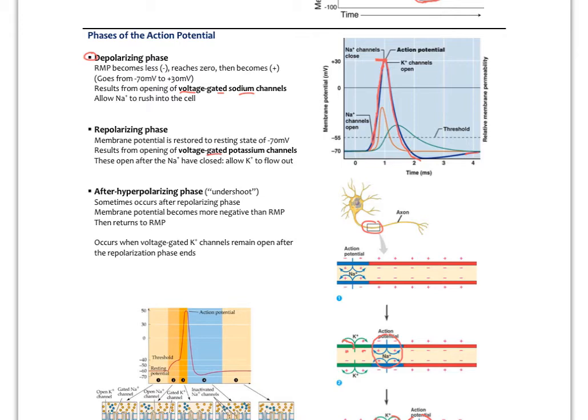Again, graded potentials are more like AM, amplitude modulation radio, where the stronger the stimulus, the greater the amplitude, and the lesser the stimulus, the lesser the amplitude. So again, a lot of differences between the two.